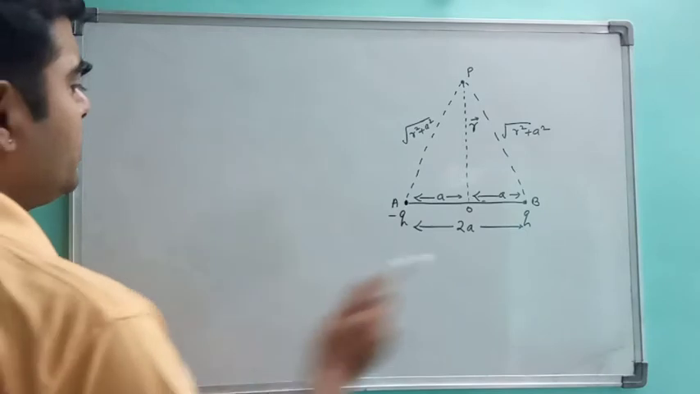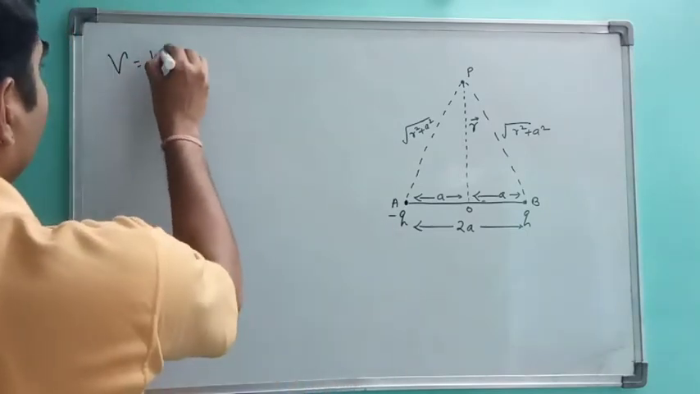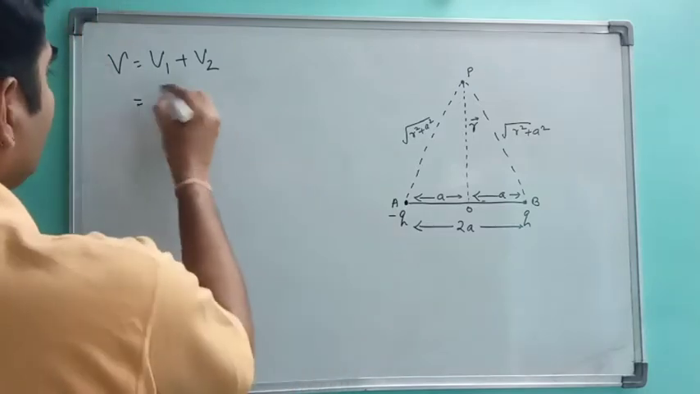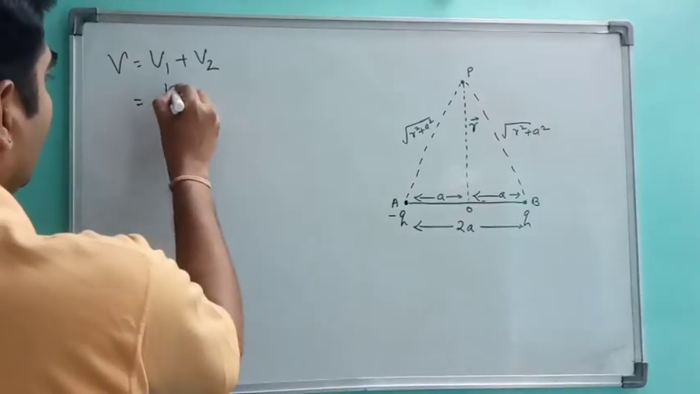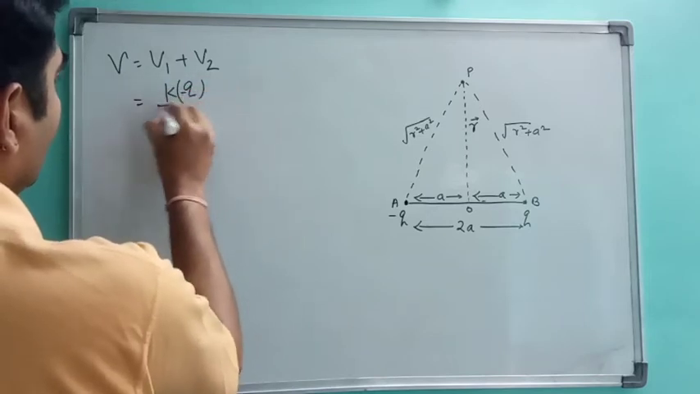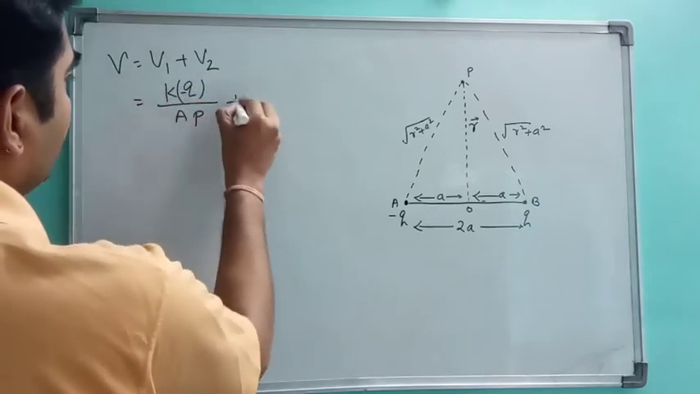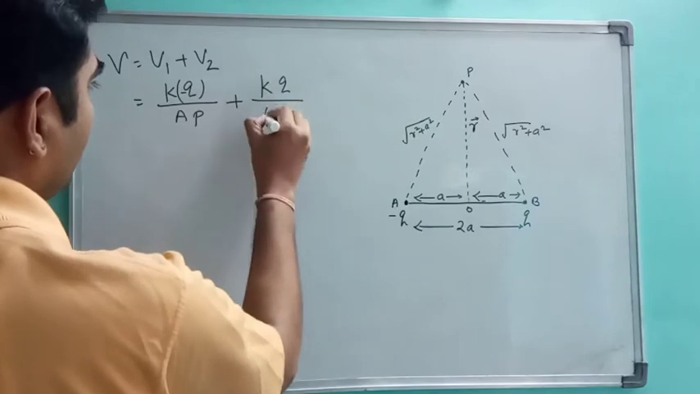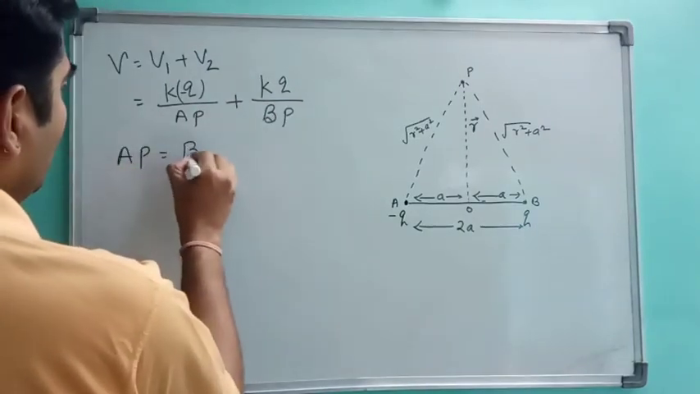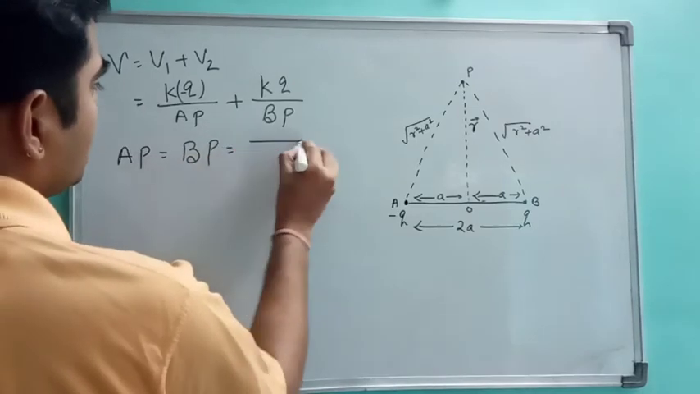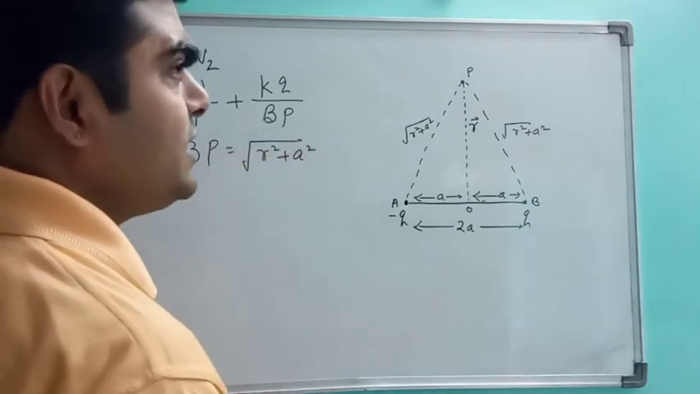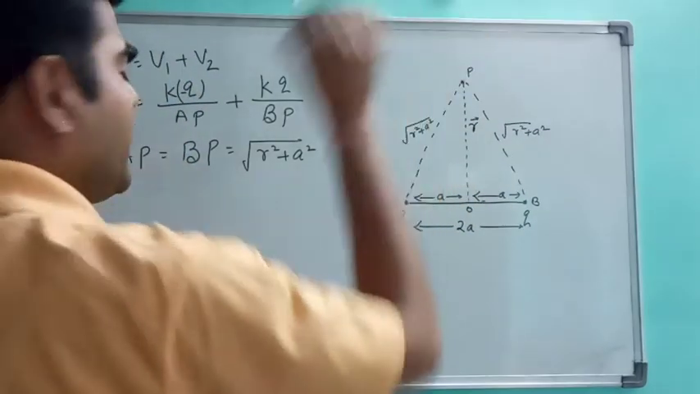So this magnitude is V equal to V1 plus V2. Now V1 is equal to KQ upon AP plus KQ upon BP, and AP and BP values are equal, so under root R square plus A square, because the point P is in the perpendicular direction.